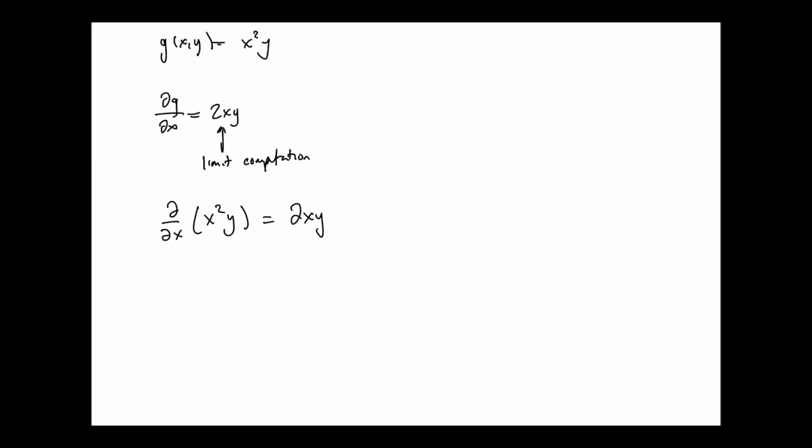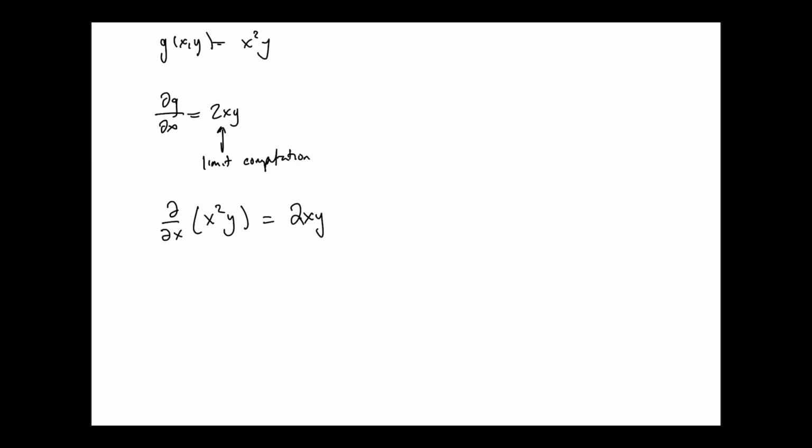In this case, it's y, right? So if I think of x squared times 7, what's the derivative? 2x times 7. If it's x squared times 36, what's the derivative? 2x times 36. So if it's x squared times y, what's the derivative? 2x times y. Well, that was easy.